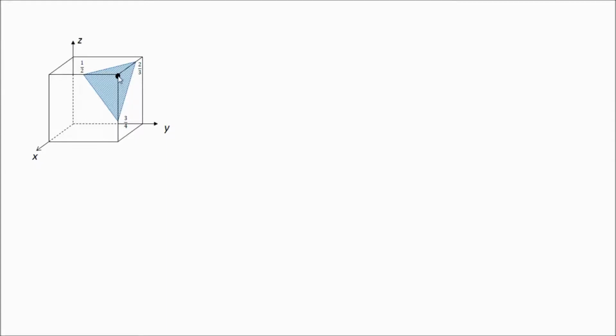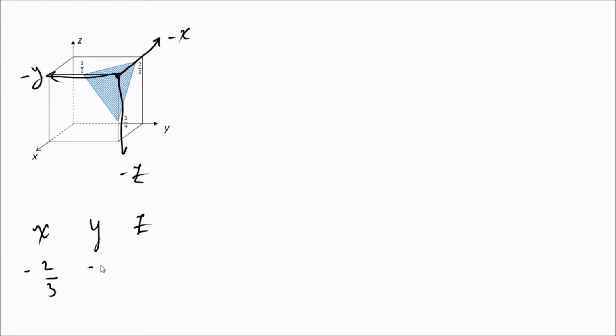Draw axis system, negative x, negative y, negative z, x, y, z. Plane intersects x-axis at negative 2 over 3, y-axis at negative 1 over 2, z negative 3 over 4. Take reciprocal.